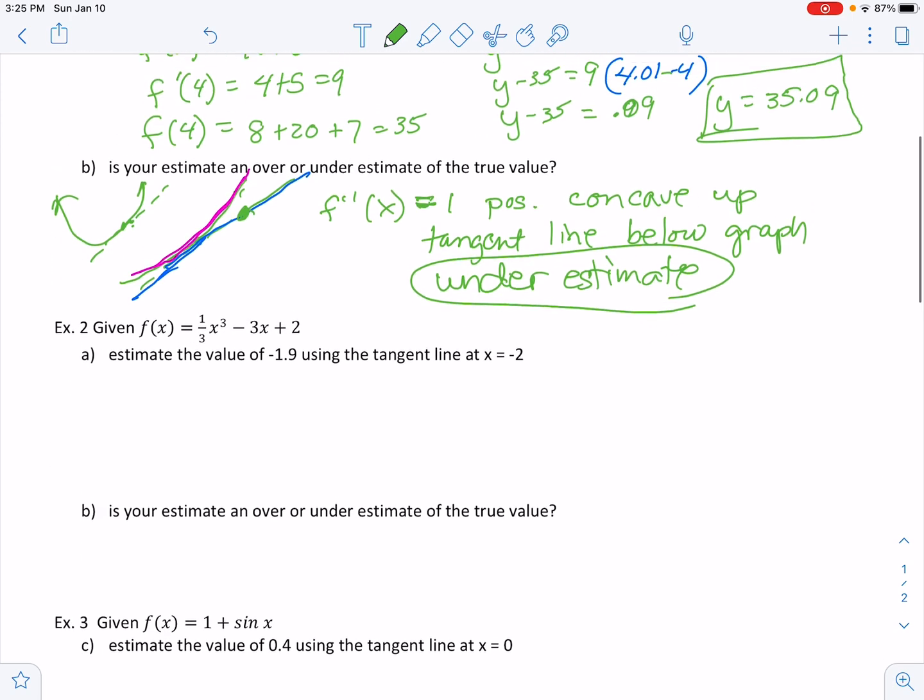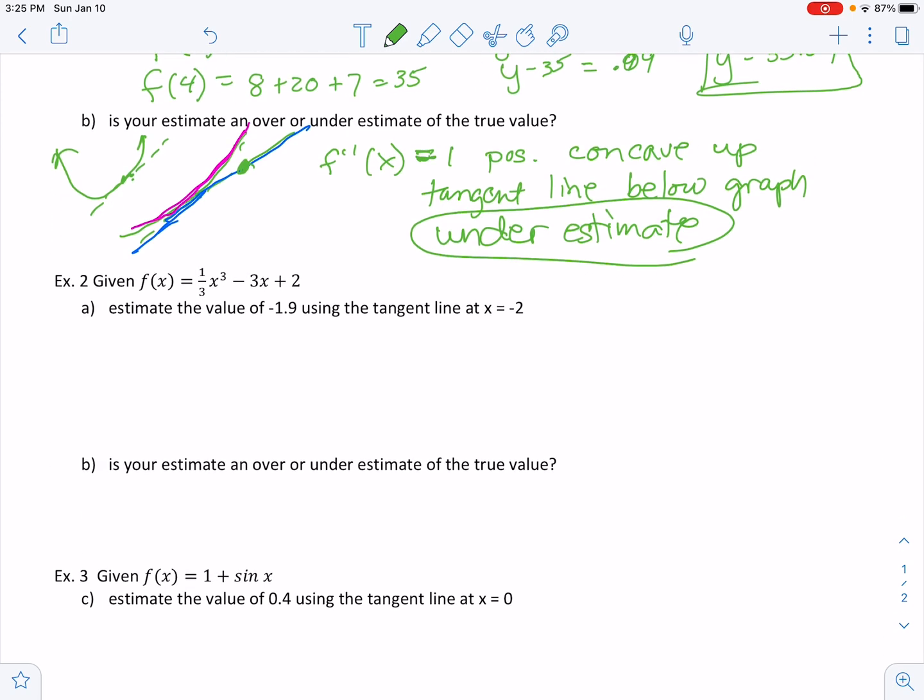Okay, let's do it again. Here's my graph. Estimate the value of negative 1.9 using the tangent line at negative 2. So first you've got to write your tangent line. So this is x squared minus 3, f prime at negative 2 is 4 minus 3 is 1.